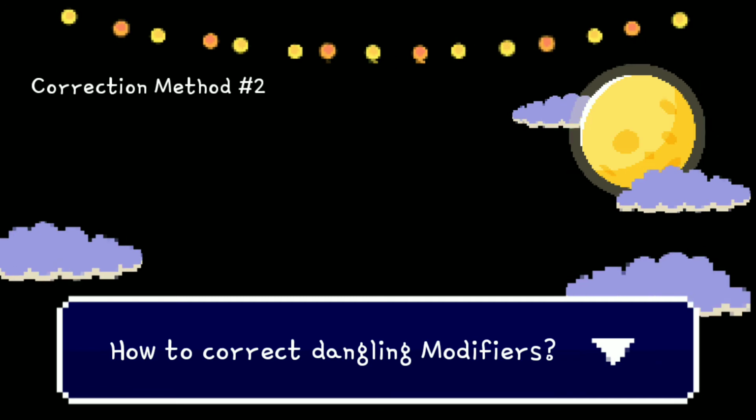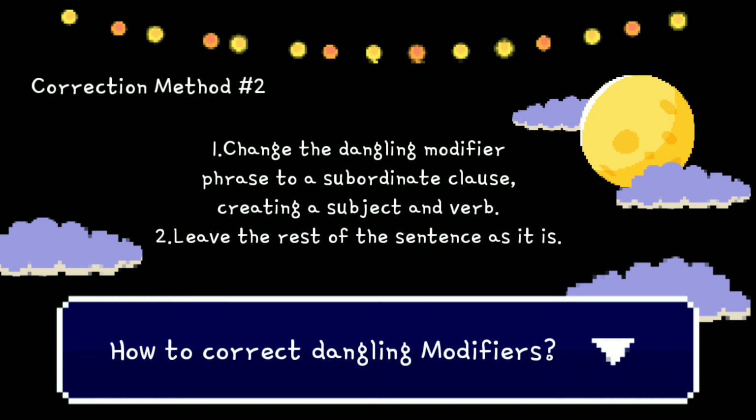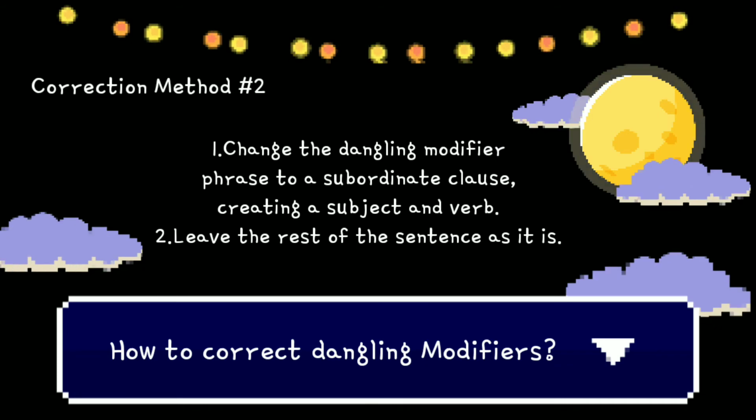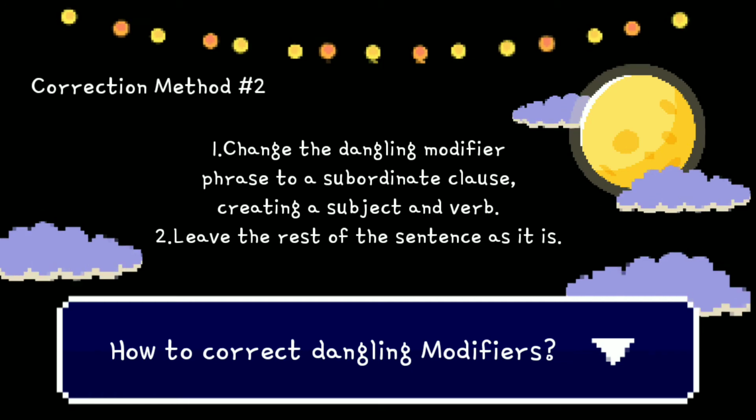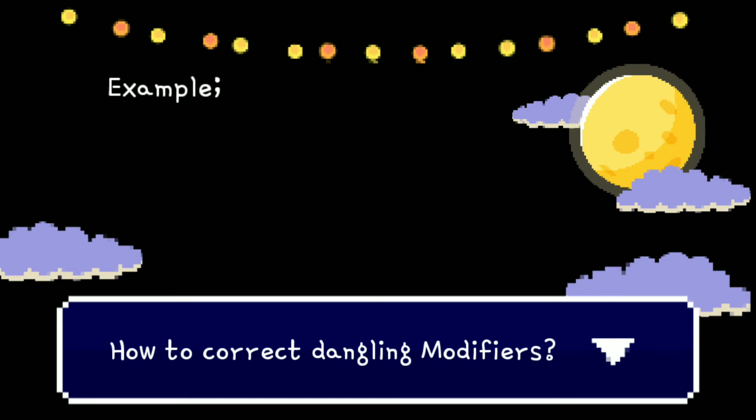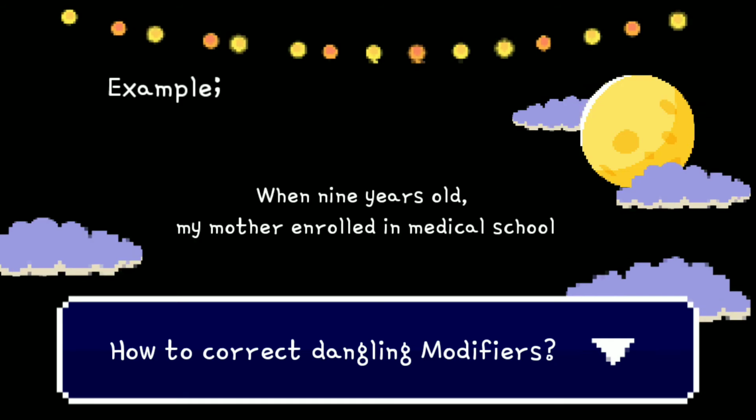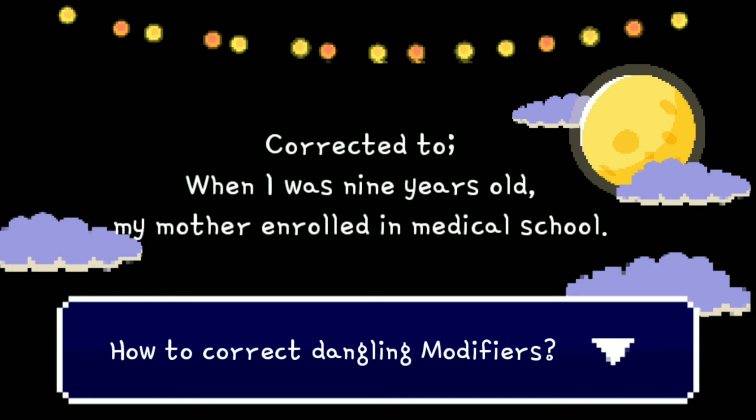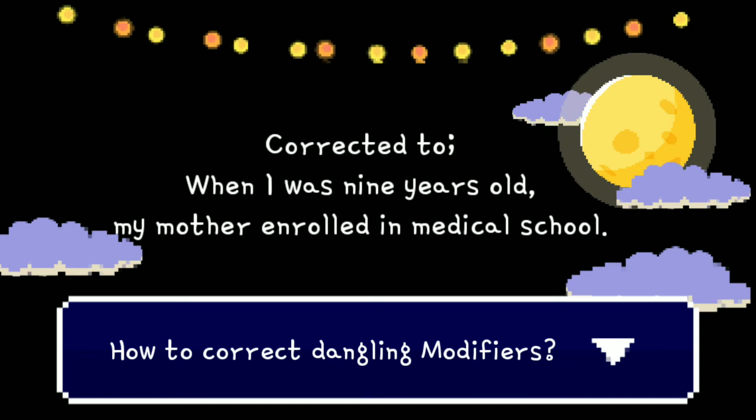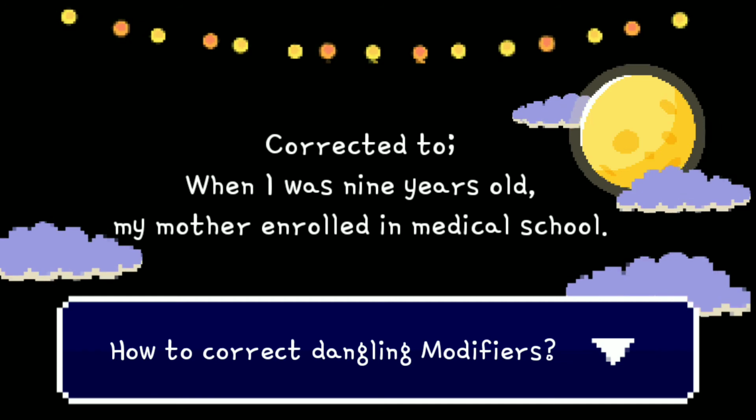Correction method number 2. One, change the dangling modifier phrase to a subordinate clause, creating a subject and a verb. Two, leave the rest of the sentence as it is. Example: When 9 years old, my mother enrolled in medical school. Corrected to: When I was 9 years old, my mother enrolled in medical school.